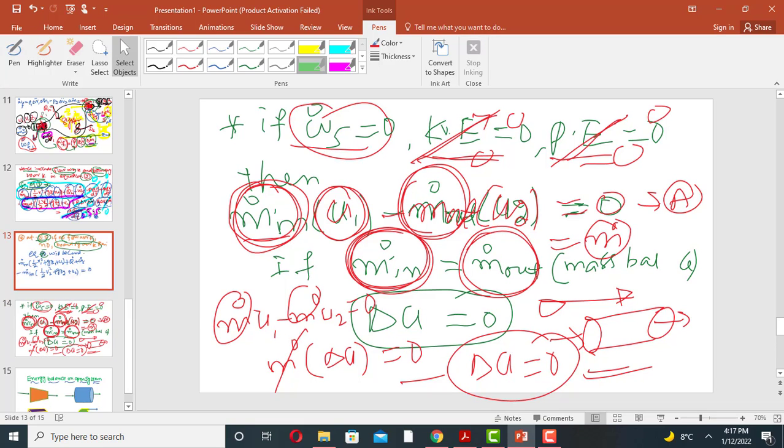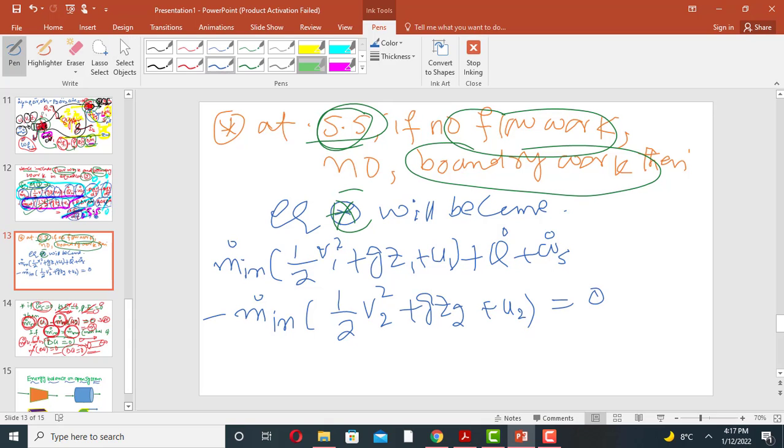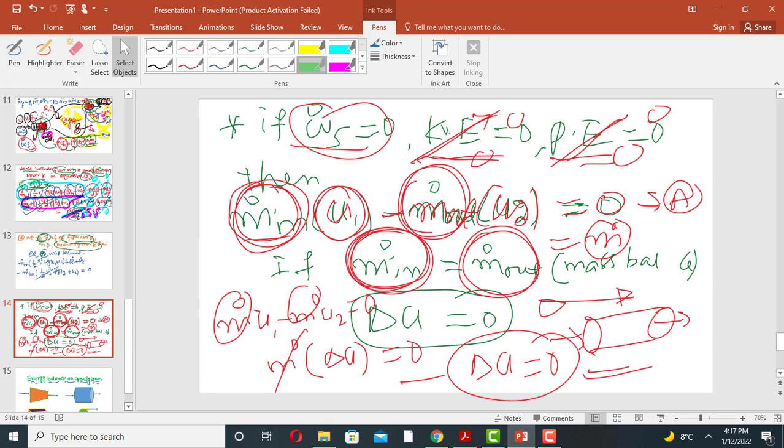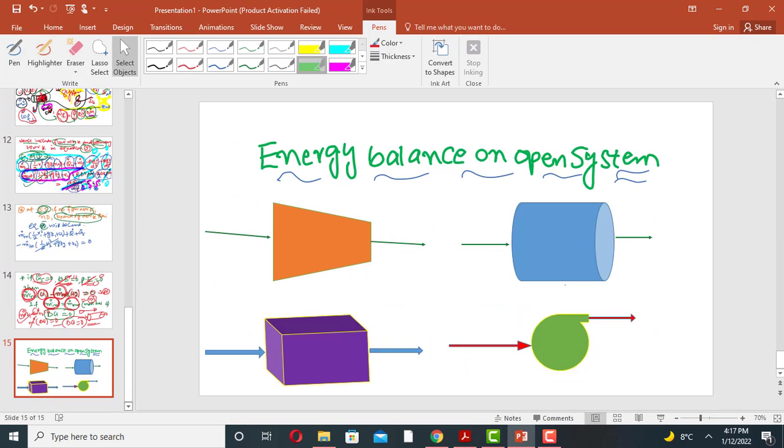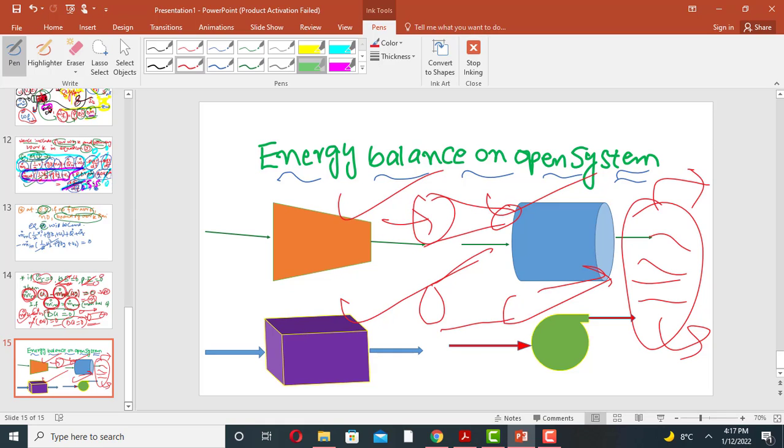This simplified energy balance equation, we can use this energy balance on this type of instrument, this type of open system, and also on a distillation column, compressor, expander, nozzles. So we can use these energy balance and continuity equations for these open systems.